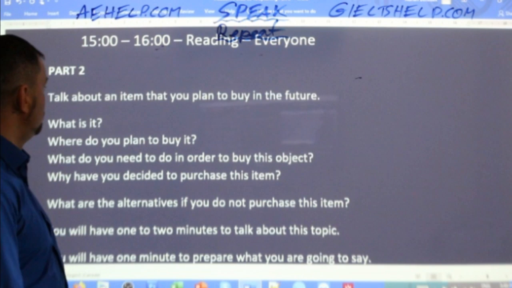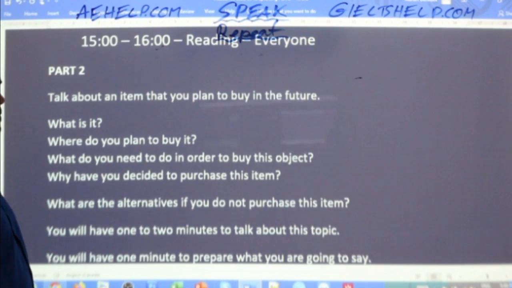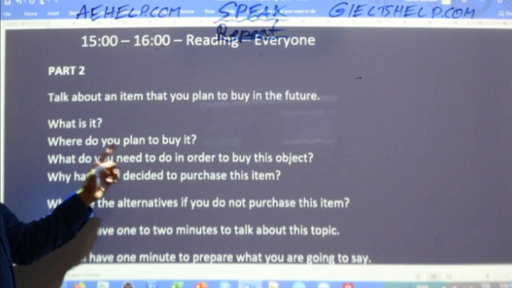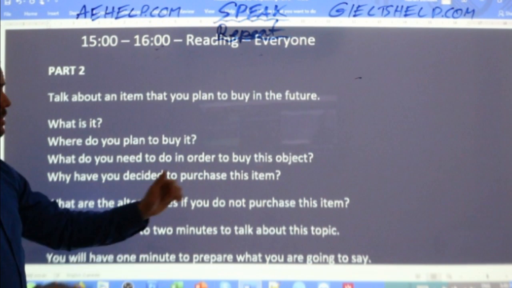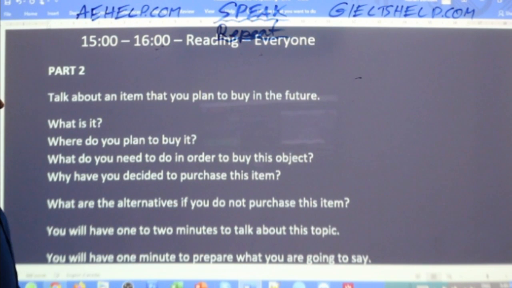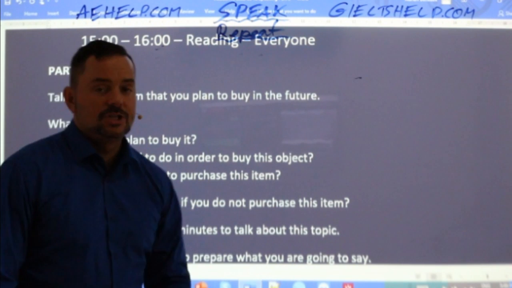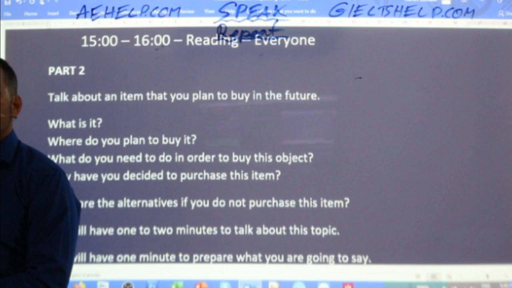Here we go. Talk about an item that you plan to buy in the future. What is it? Where do you plan to buy it? What do you need to do in order to buy this object? Why have you decided to purchase this item? What are the alternatives if you do not purchase this item?